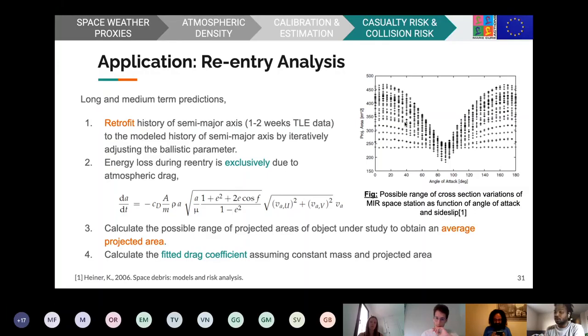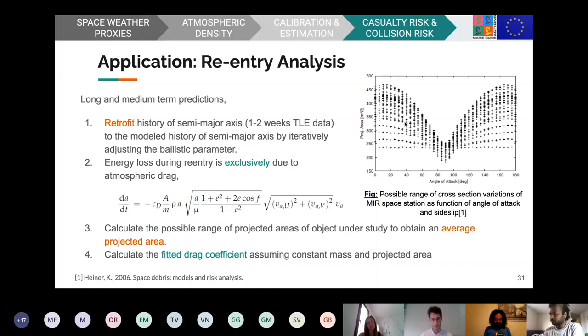So as an example here, we have the possible range of cross-section variations for the Mir space station as a function of angle of attack and side slip. From here, we obtain an average projected area. And so the objective for us then becomes to calculate a drag coefficient for the particular orbit.